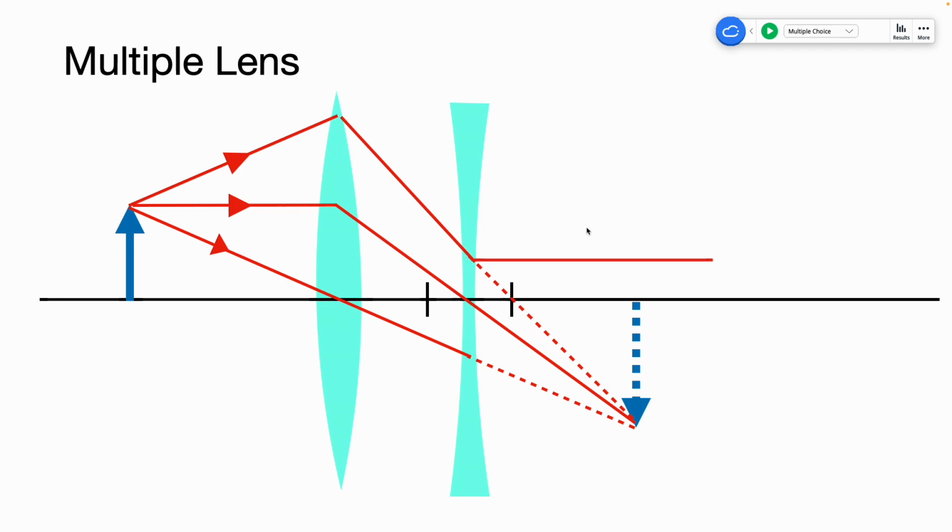Okay? So this is how we figure out the light ray when you have a new lens, when you have a second lens in front of the image formed by the first lens. You just try to choose some light rays that you know how to draw. Okay?